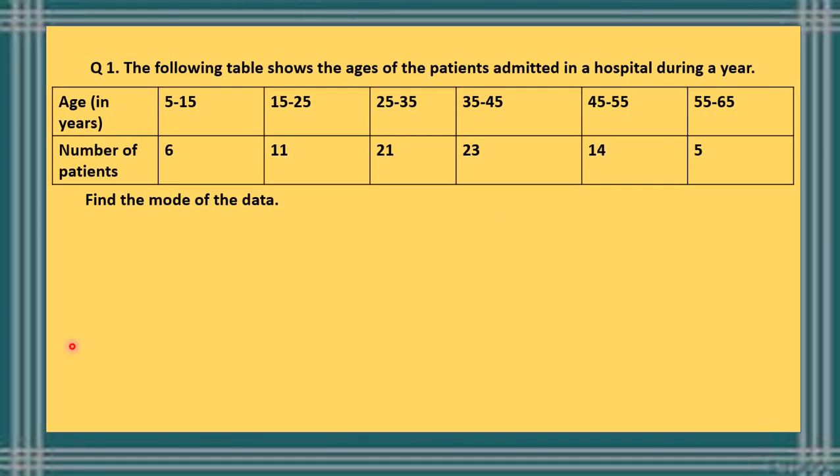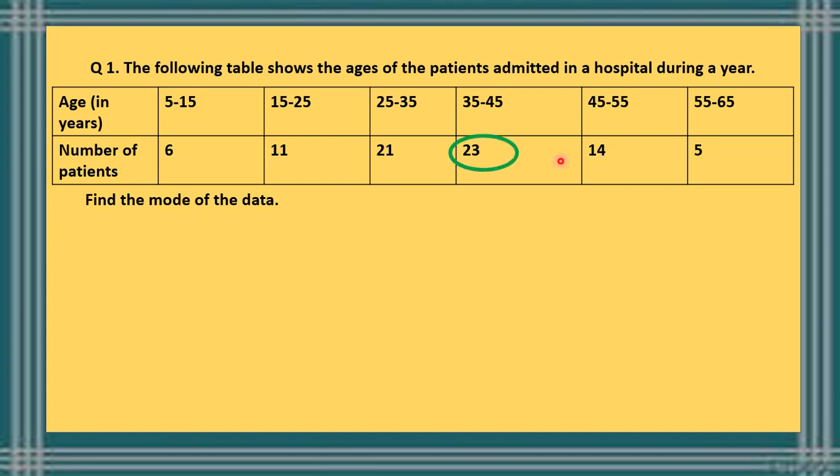So let's find out the mode. Exercise 14.2. Here we are solving question number 1. The following table shows the ages of the patients admitted in a hospital during a year. We have to find the mode of the data. Ages are in the groups 5 to 15, 15 to 25, 25 to 35, 35 to 45, 45 to 55, 55 to 65, and the number of patients, that is the frequency, is given.